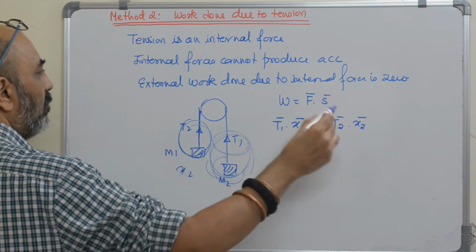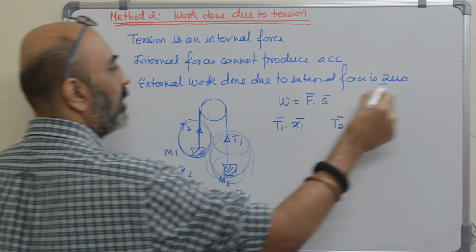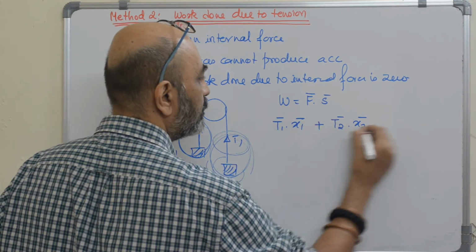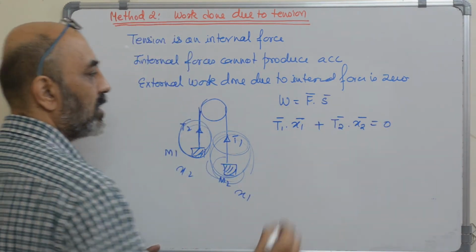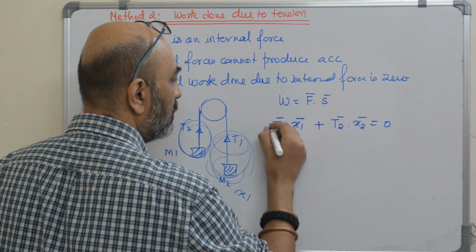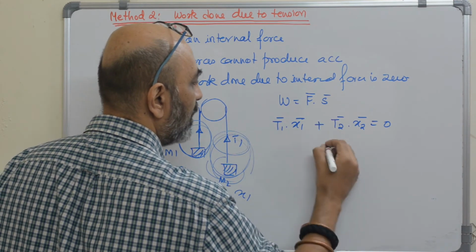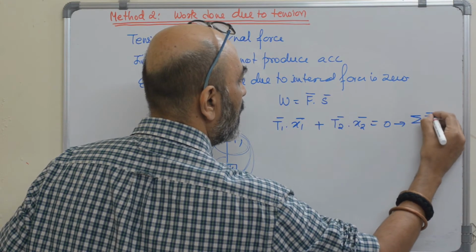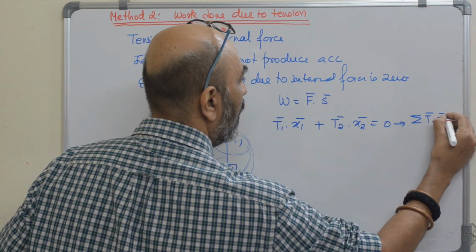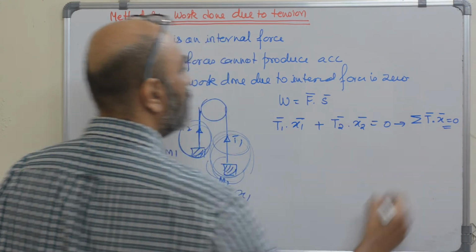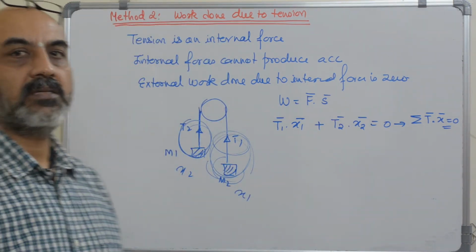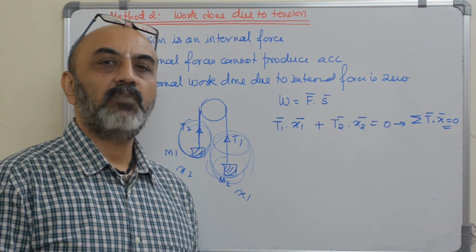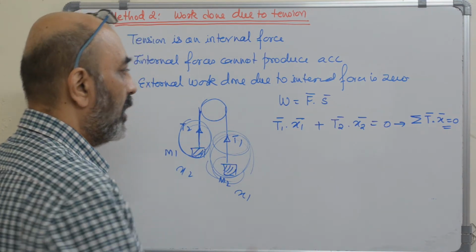And what we are seeing is that the external work done due to internal force is 0. That means the sum of these two works is equal to 0. So therefore, in general, how will we write this? In general we can write this as summation T dot x equal to 0. Summation of tension dot displacement is 0.